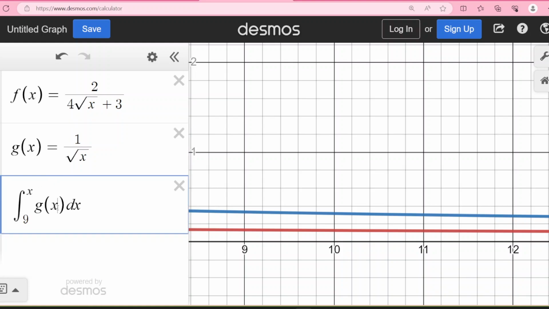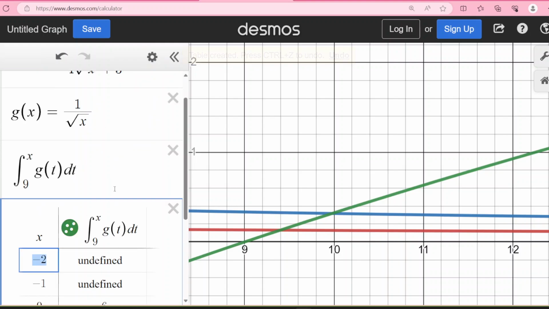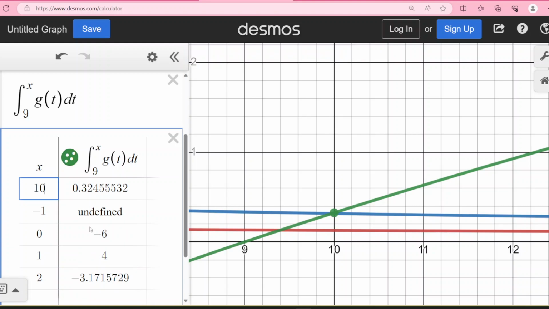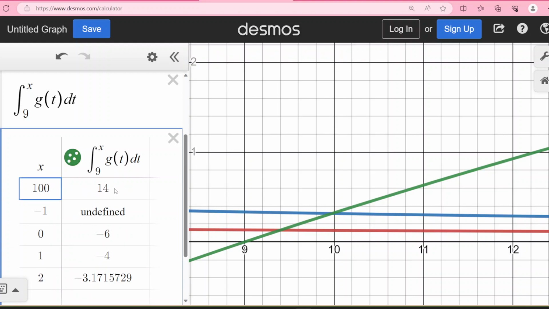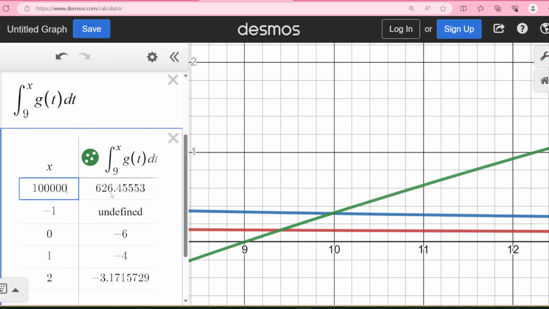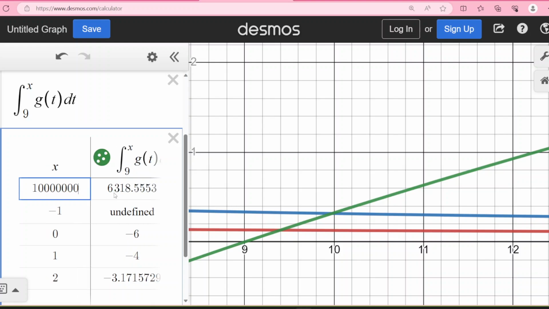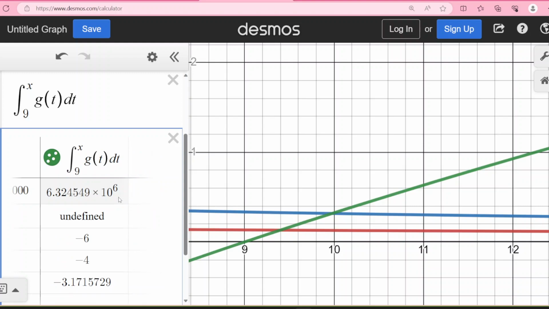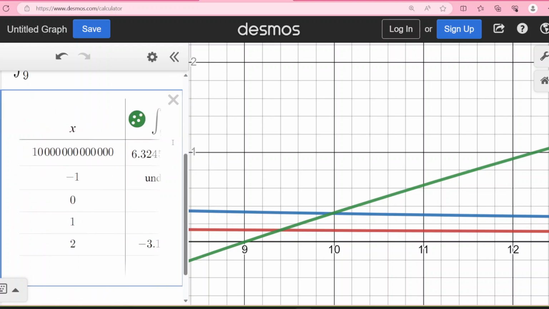I mean, you could easily do this with the limit. But again, I'll show you with a table here. I'm going to change my variables in here to t, and we'll be able to set up a table for this. And I'm going to plug in larger and larger values of x, from 9 to infinity. So 9 to 10, that's not that big. 100, get an area integral of 14. 1,000 is 57. And it keeps going. It's getting gigantic, right? So definitely blowing up.